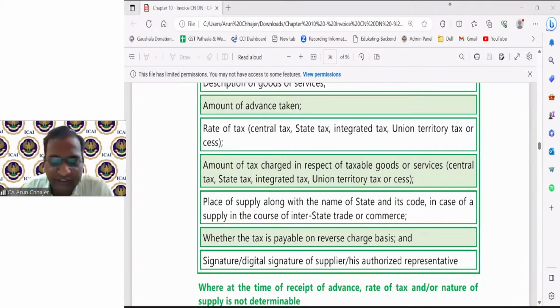Mohammed, it is not important to remember all the particulars of a tax invoice. No, not at all important. But because it is in our syllabus, I am trying to explain everything.